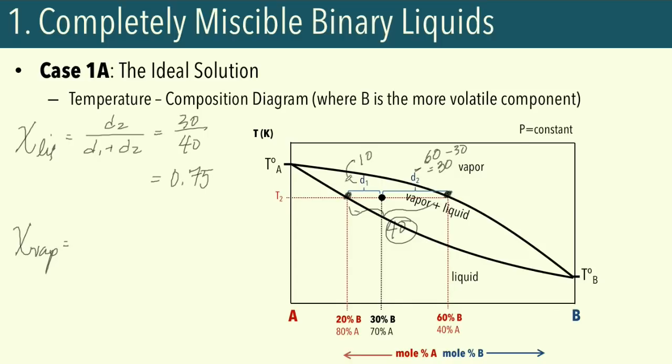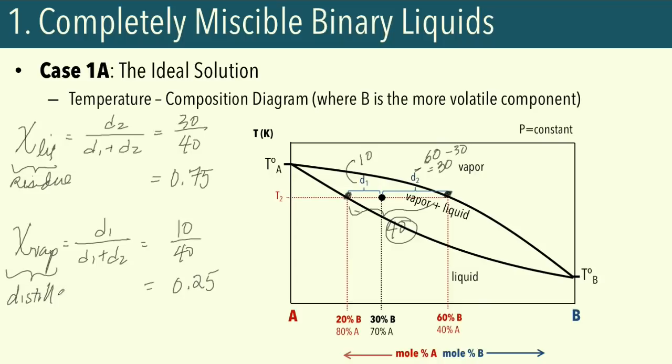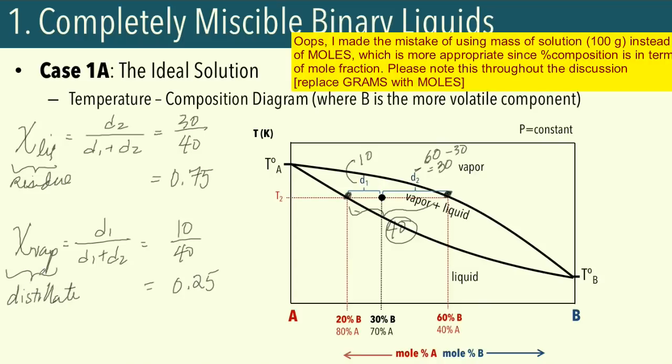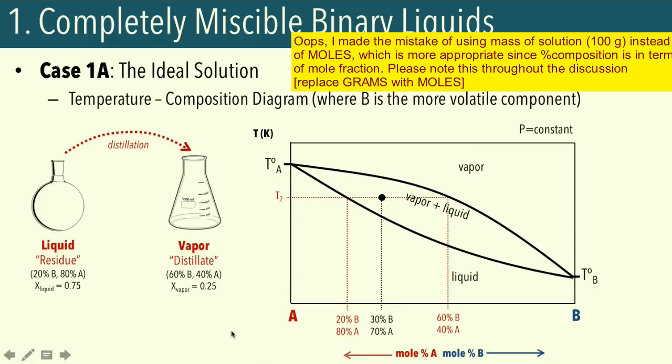The mole fraction in the vapor phase, the vapor phase is over here, so we get the opposite distance, that is d1 over d1 plus d2. That is equal to 10 over 40, or 0.25. So we could rename this as the residue, in the context of distillation, and we could rename this as the distillate. If we're dealing with a 100-gram solution, this implies that we have 75 grams of our original solution that remains as a residue, and we have 25 grams that are collected as the distillate.